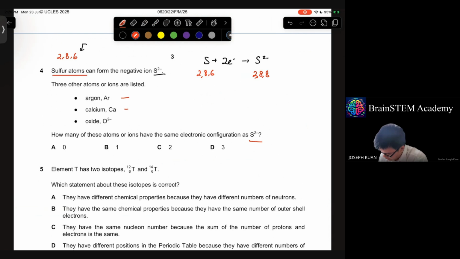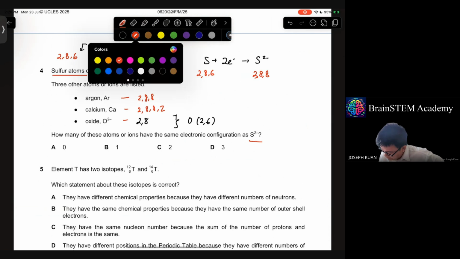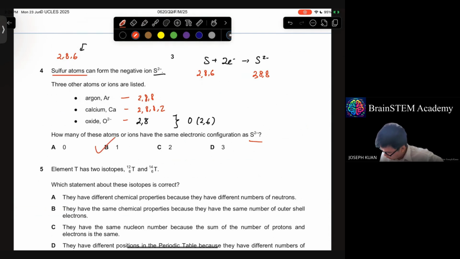So we have to find out the electron arrangement of the following particles. Argon is, based on the periodic table, argon is 2,8,8, calcium is 2,8,2, and oxide, which originates from oxygen, which has an electron arrangement of 2,6, will be having a 2,8 arrangement. So out of the 3 particles here, only one of them has the same electron arrangement, electronic configuration as our sulfide ion here.